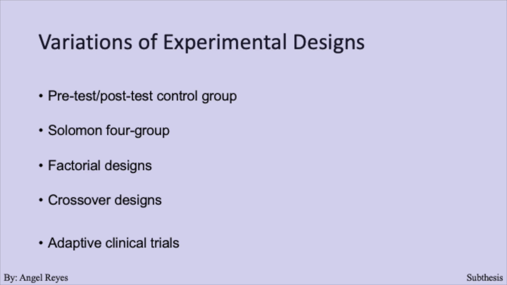A few variations of experimental designs address specific research needs. The pre-test/post-test control group design measures outcomes before and after intervention to track changes. The Solomon 4-group design adds groups without pre-testing to assess whether pretesting itself affects outcomes. Factorial design simultaneously tests multiple independent variables and their interactions, maximizing efficiency.